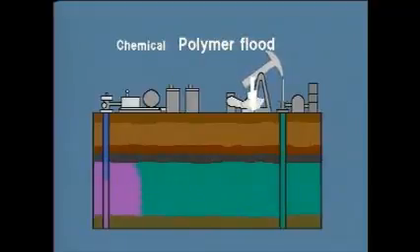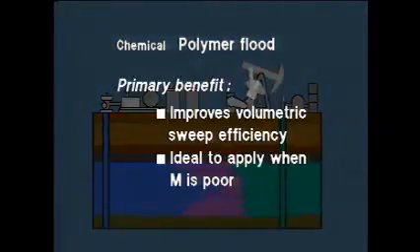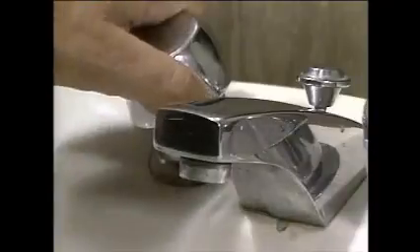The polymer increases the viscosity of the water, thereby improving the mobility ratio and increasing the recovery efficiency. The primary benefit of polymer flooding is in the improvement of the aerial and vertical sweep efficiencies and the acceleration of oil production. Our second chemical process involves the addition of surface active agents, or surfactants, to the injected water.